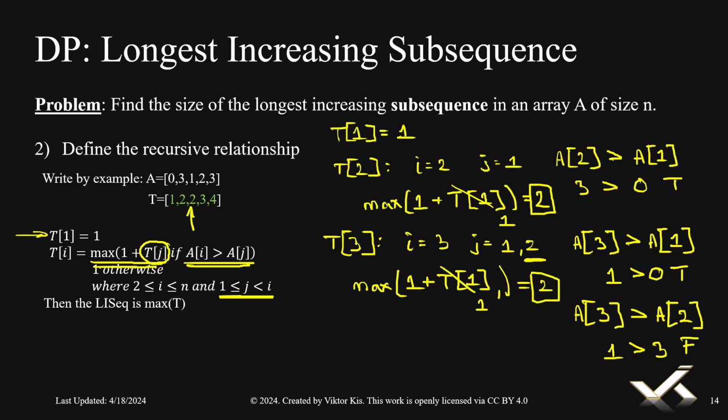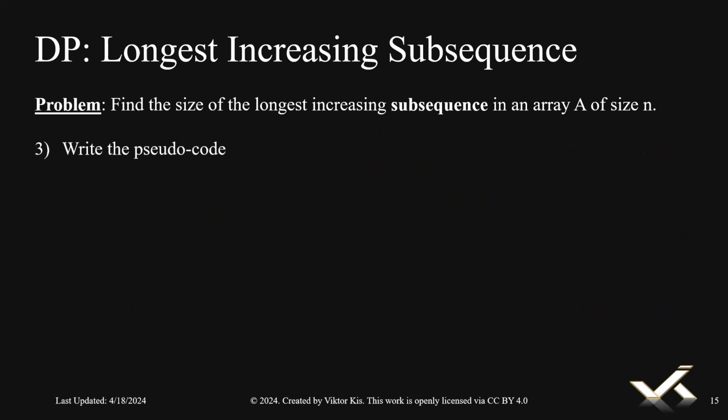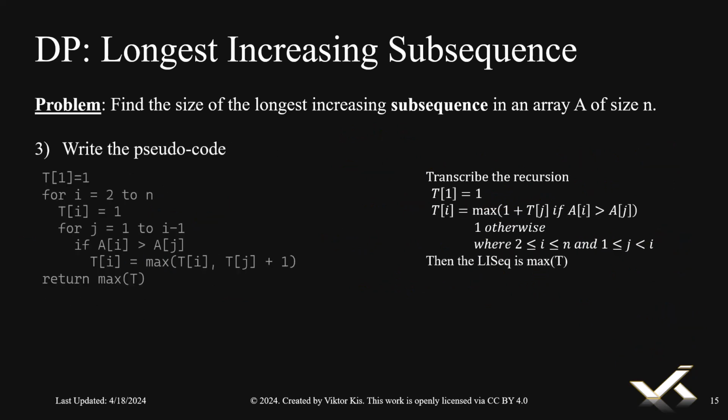Then we keep looping over the rest of i's and finally take the max of our table to find the longest increasing subsequence. Now we are ready to transcribe our mathematical recursive definition to pseudocode. We start with the initial condition, then we write out our outer i loop from 2 to n, and we predefine our one otherwise term for the current t.